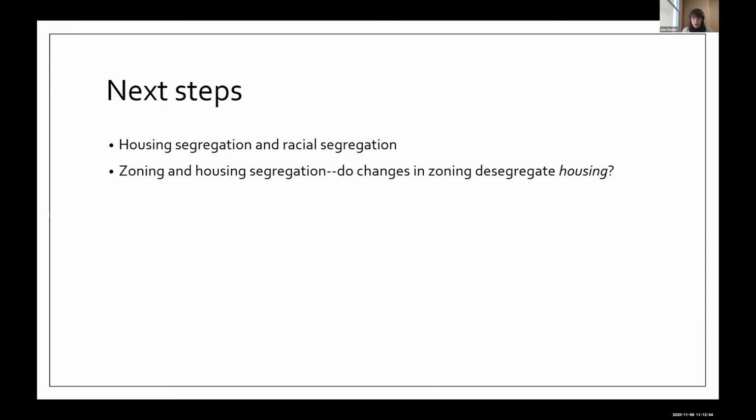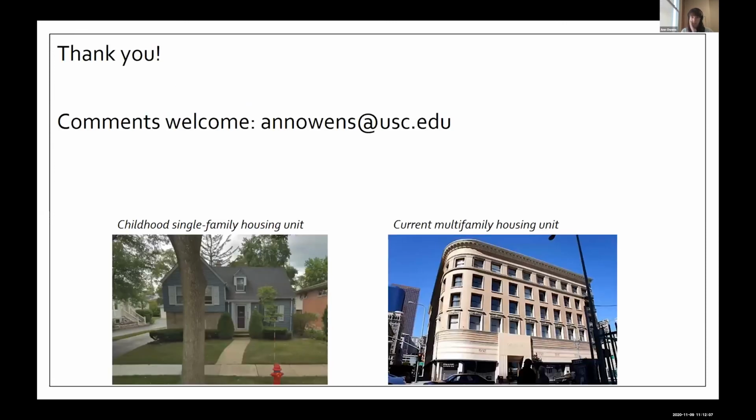So I will end there. Your comments are welcome on the larger project. And here are examples of housing units that I have lived in.